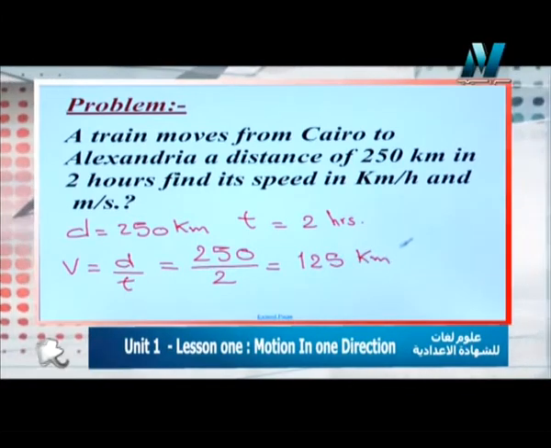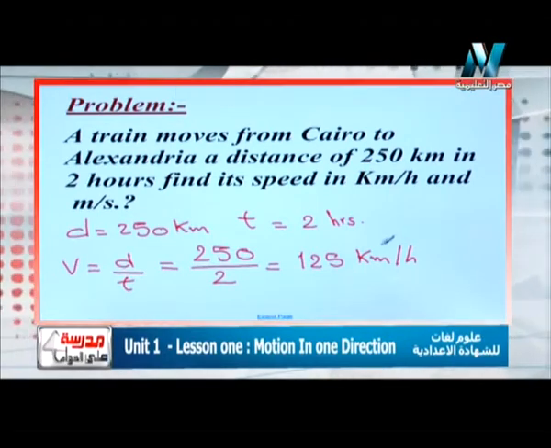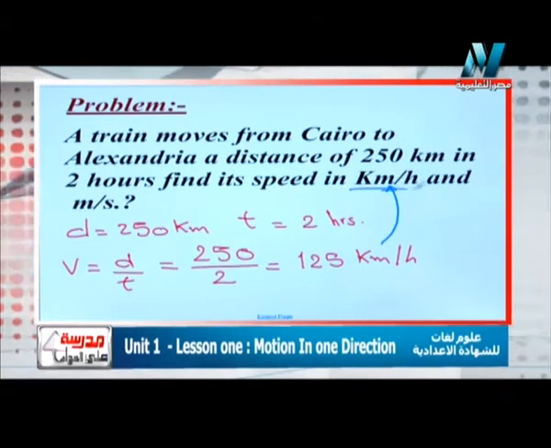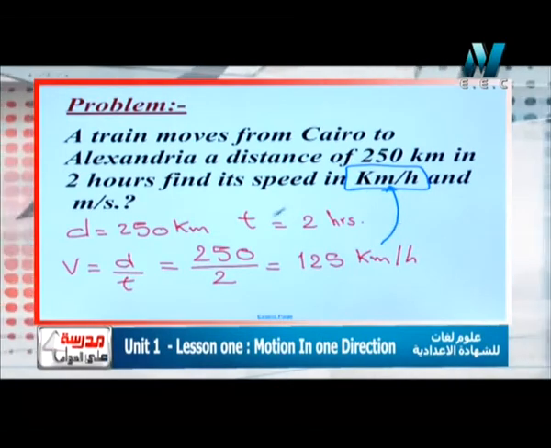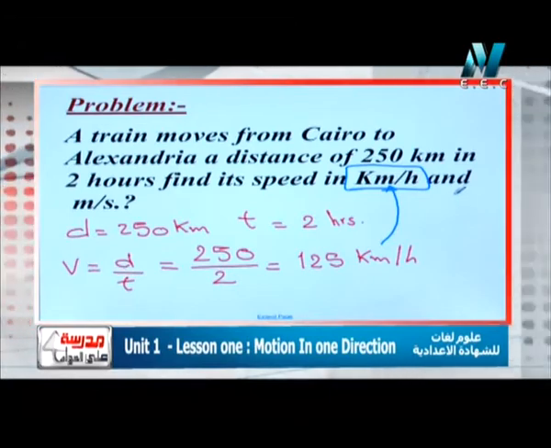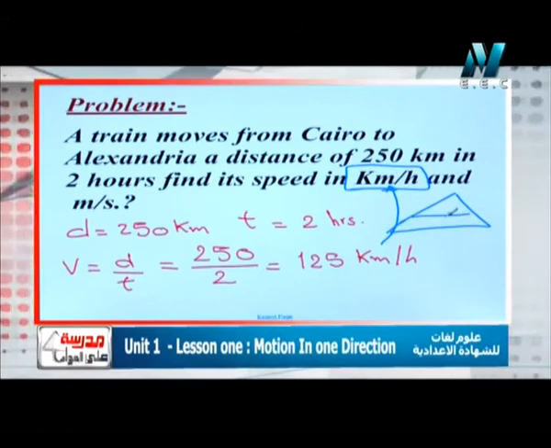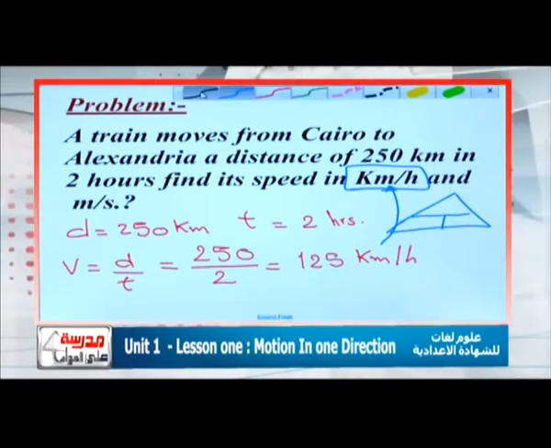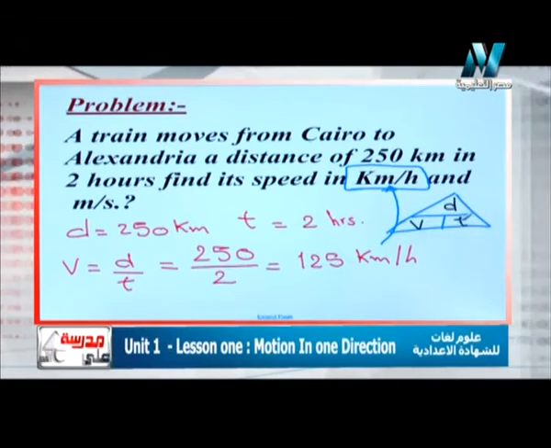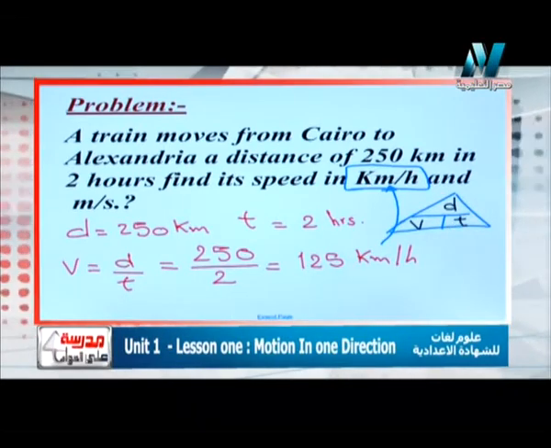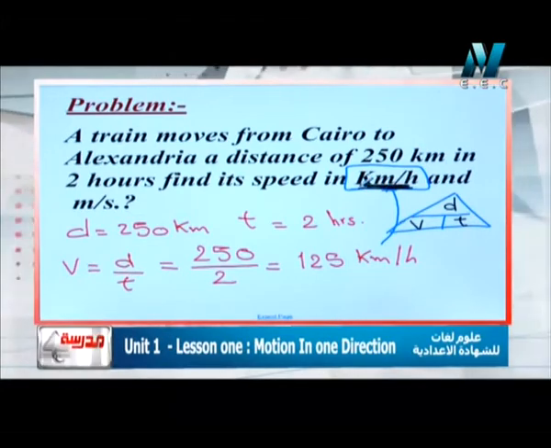Kilometers per hour. As the problem requests, we calculated it now in kilometers per hour. And from the mathematical rule, as we know here again, speed equals distance over time. So we have to convert kilometers per hour into meters per second. How come?